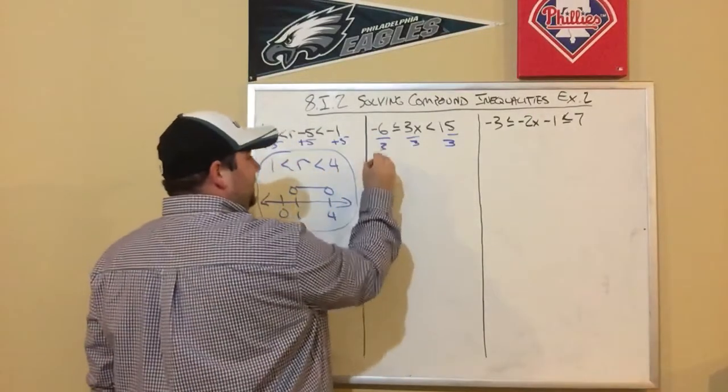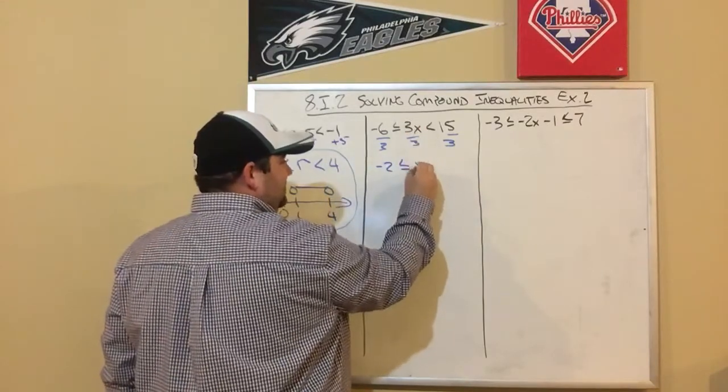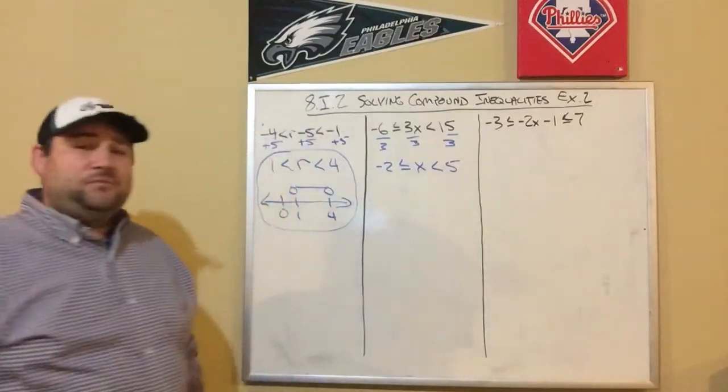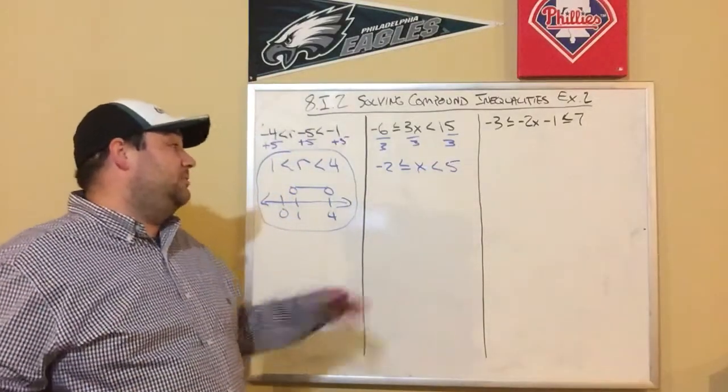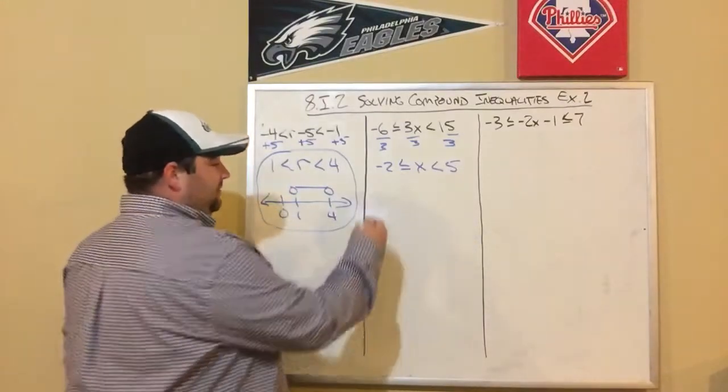So I do that, I get -6 divided by 3 is -2. 3 divided by 3 cancels, so I just have x, which is what I want. 15 divided by 3 is 5. And I've successfully got that one solved now, where x has to be greater than or equal to -2, and x has to be less than 5.